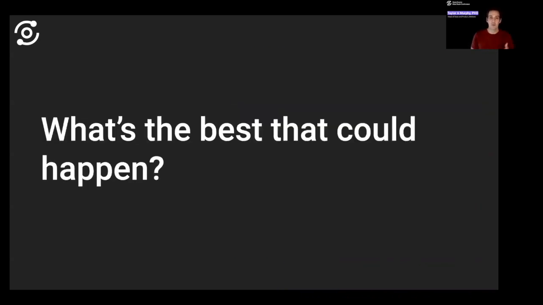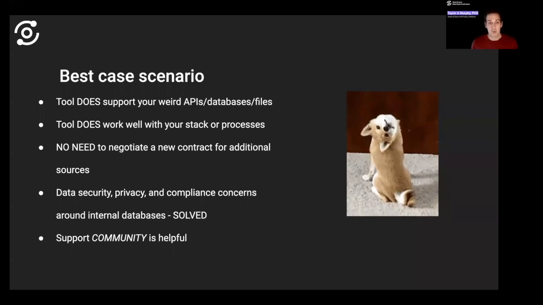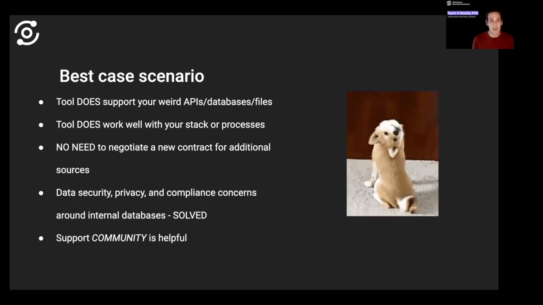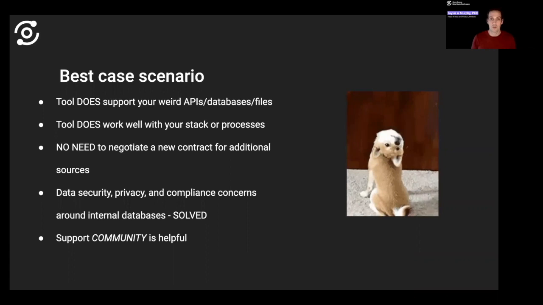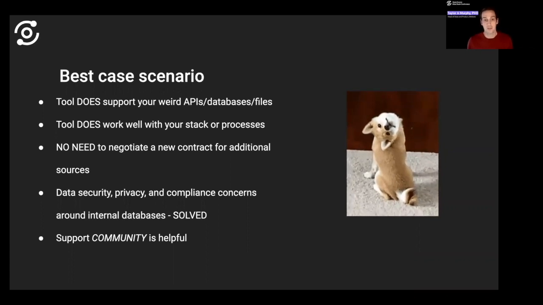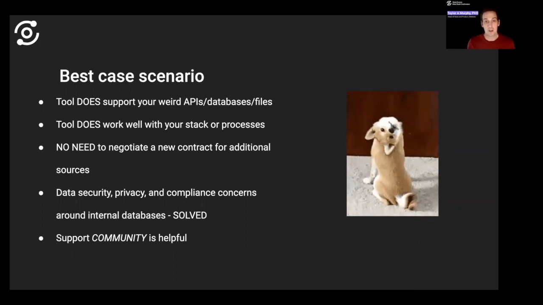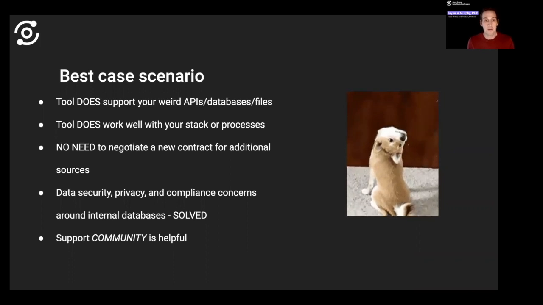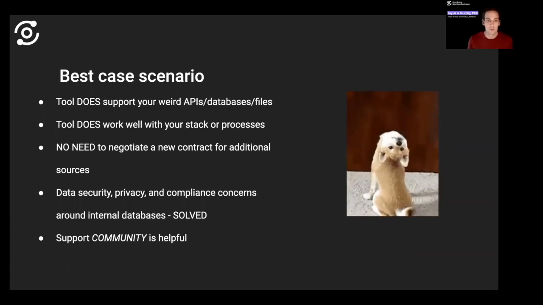So let's flip the script. What's the best that could happen? What's kind of the best case scenario? And really, I think it's just the opposite of the worst case. You have a tool and a stack that does support a diverse array of data sources and weird APIs. Your tool is flexible and can integrate well with your existing stack and with stacks that you may not even be aware exist in your company. There's just no need to have these extra negotiations for additional sources. You've solved and ameliorated all the challenges that you're seeing around security, privacy, and compliance, all within the same tool.